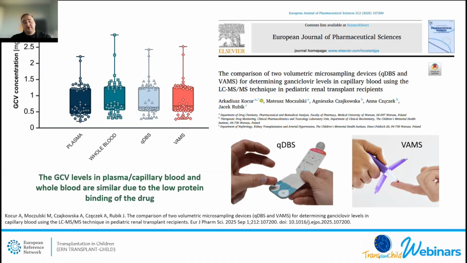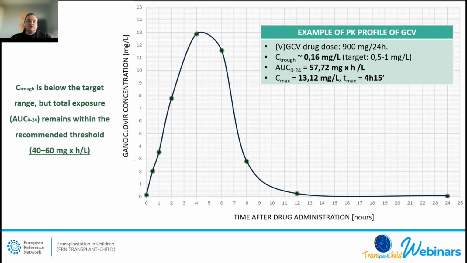Sometimes ganciclovir or valganciclovir is an integral part of immunosuppressive regimens, and we performed a study comparing two devices, quantitative dry blood spot and VAMS. We found that the ganciclovir levels in capillary blood, plasma, and whole blood are similar. Therefore, a correlation formula is not necessary to recalculate the levels. It's a very nice situation for us because no additional steps are needed to give the results to clinicians.